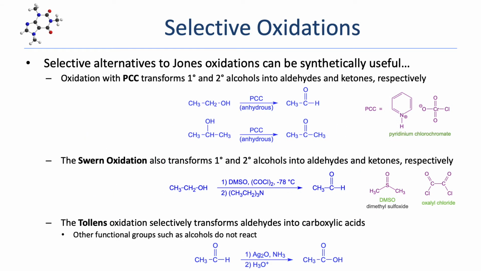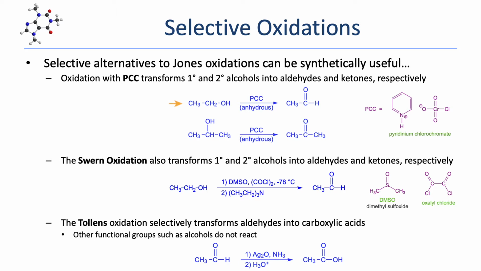There are also some selective alternatives to the Jones oxidation that can be synthetically very useful. Some special oxidations can be stopped at the second redox level, even when further oxidation is possible. One method is the oxidation of an alcohol with pyridinium chlorochromate, or PCC. The reaction must be kept dry to avoid overoxidation.